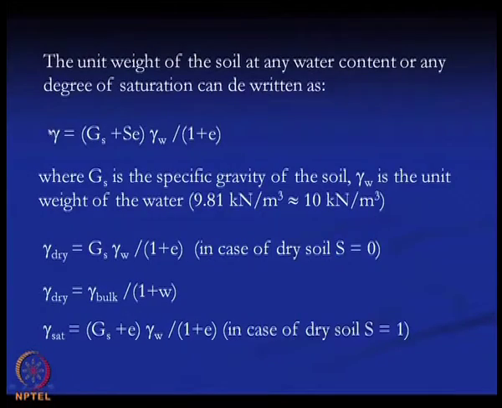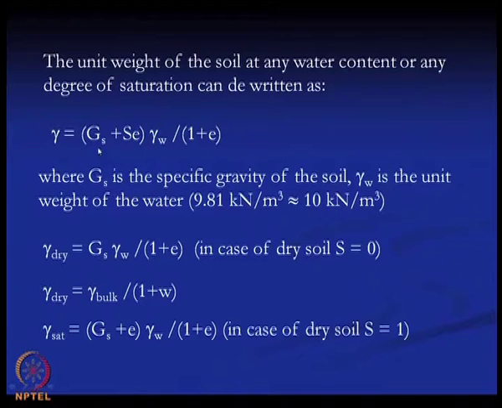Then if we denote unit weight of the soil as gamma, then for gamma bulk, or the unit weight at any condition, it is given by (Gs plus Se) divided by (1 plus E) into gamma W. So, gamma W is the unit weight of water, can be taken as equal to 10 kilonewton per meter cube. Gs is the specific gravity of the soil, S is the degree of saturation, and E is the void ratio.